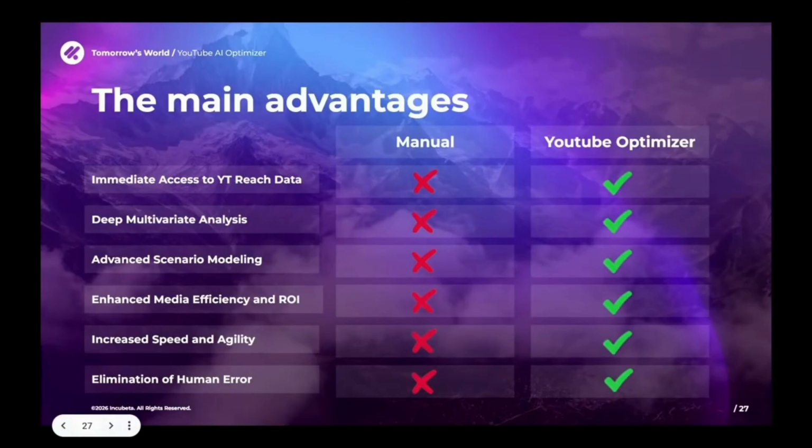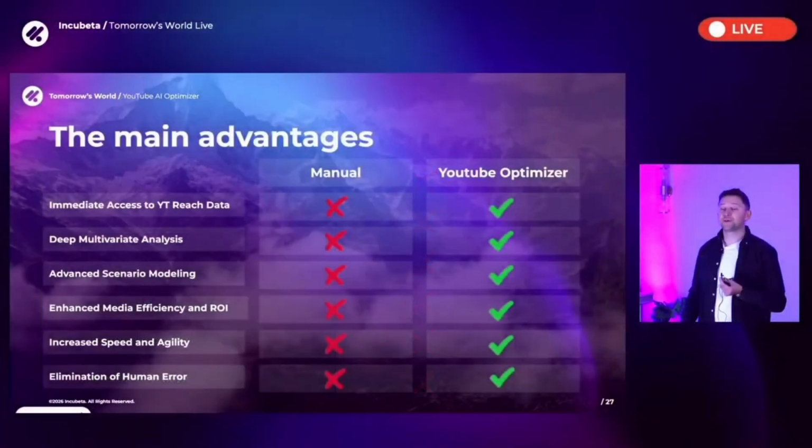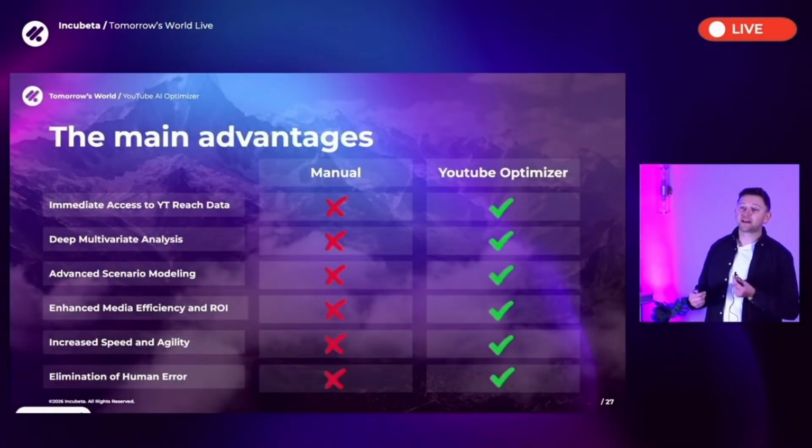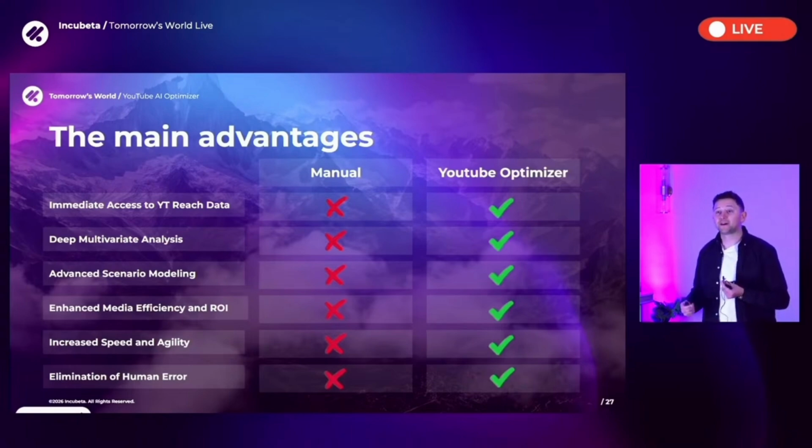Obviously, the benefit of that is that the manual way is not that easy: it's hard to query programmatically all that YouTube reach data. There's a lot of it, and it takes a lot of work to get all that. We can do that easily with the tool. Again, Seamless Strategy and the learning engine within it helps us do all this deep multivariate analysis and advanced scenario modeling, which you're not going to be able to do manually on your own.